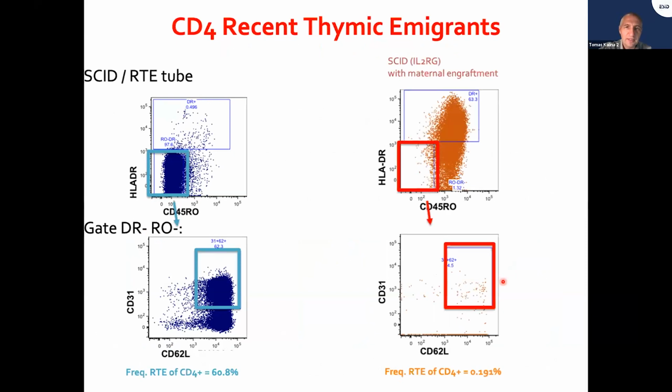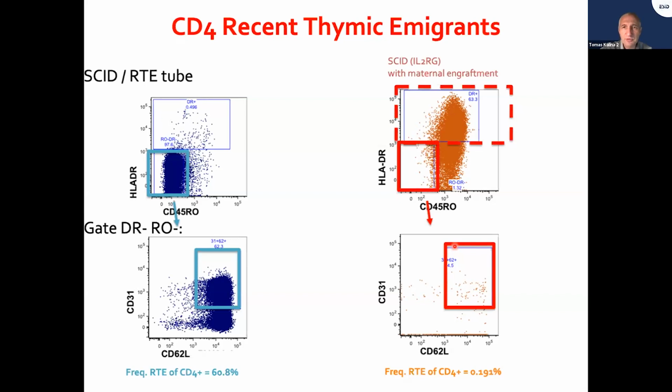So you see that the proper gating follows this logic, where you only select non-activated cells without RO expression. In this patient, although there is a strong presence of T cells that are of maternal origin, which we later confirmed by molecular genetics, we see there is nothing in this region of the non-activated naive T cells, and consequently there are only a few dots of recent thymic emigrants. So clearly there are T cells, but they are not naive, and they do not contain recent thymic emigrants.